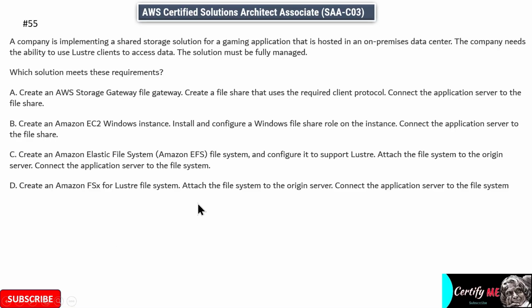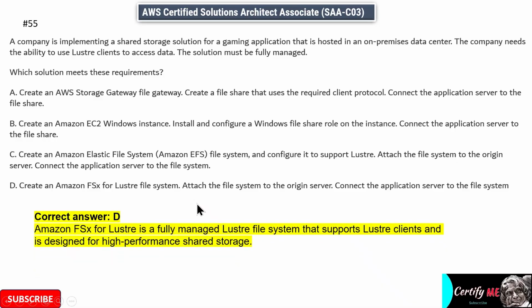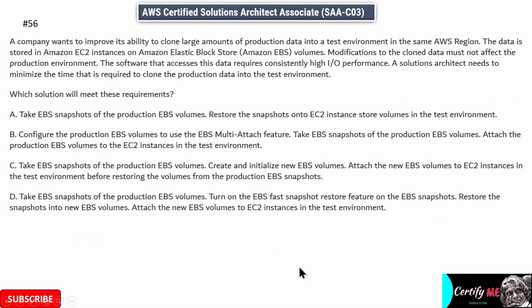So the correct answer is option D. Create an Amazon FSx cluster file systems. Attach the file system to the origin server. Connect the application server to the file system. Amazon FSx for Lustre is a fully managed Lustre file system that supports Lustre clients and is designed for high performance shared storage. Let's move on to the next one.